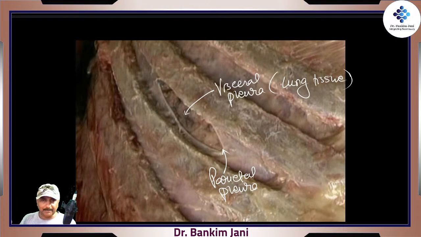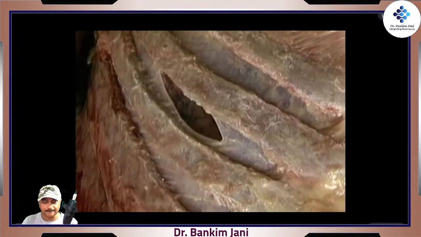Now, the same thing can happen pathologically also. Maybe some stabbing or gunshot, or any rib fracture that has snapped off this parietal pleura. Any way the parietal pleura is broken, what happens? Over here we can see the lung tissue, and see what happened. Within minutes after that, see, the lung collapsed. This is the collapsed lung.